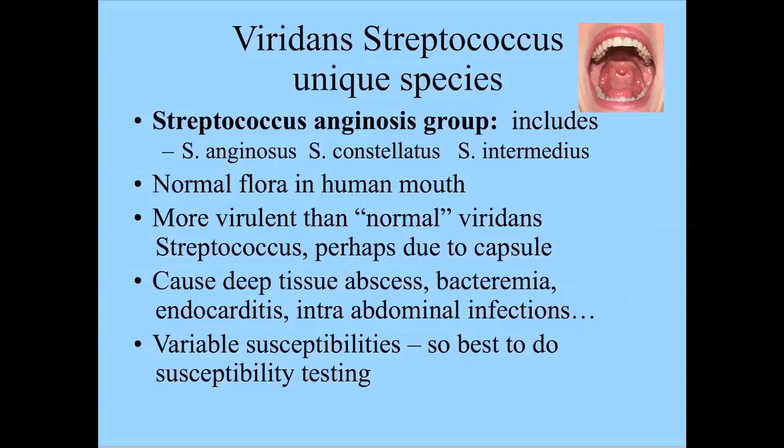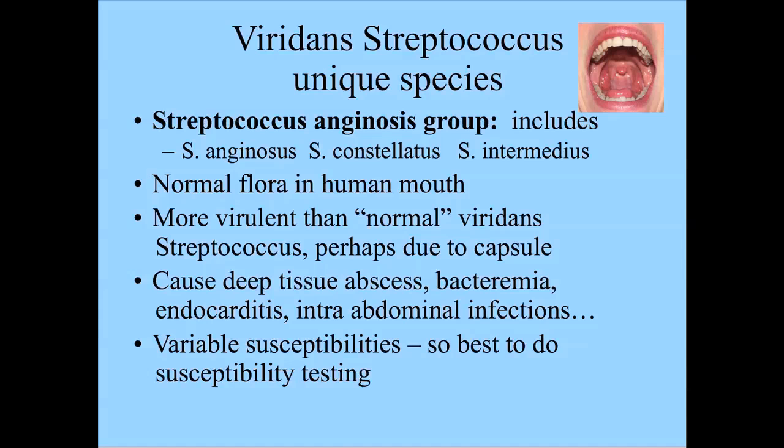On the next slide, we're going to talk about some of the unique species within the group Viridans strep. This is the so-called Streptococcus anginosus group, which include the species anginosus, constellatus, and intermedius. These are found as normal flora in the human mouth, but they're thought to be a bit more virulent than your run-of-the-mill species of Viridans strep, and this is perhaps due to a capsule that they have acquired. They can cause deep tissue abscesses, bacteremias, endocarditis, and intra-abdominal infections, and they can have variable susceptibilities, so it's really best to do susceptibility testing.